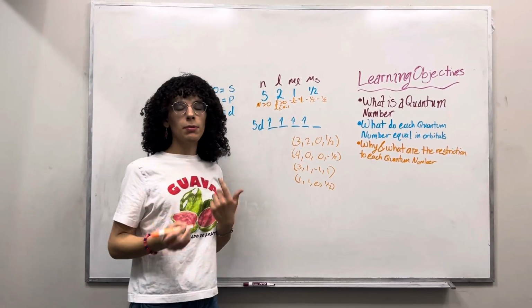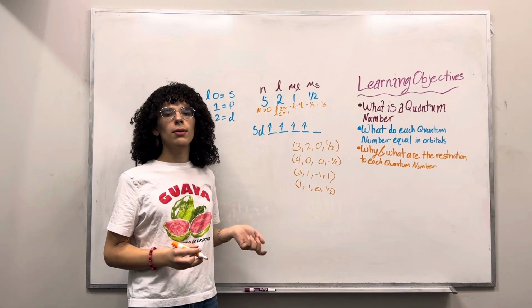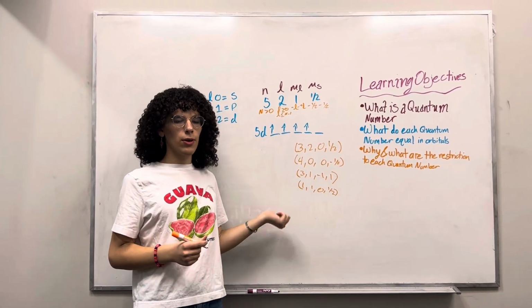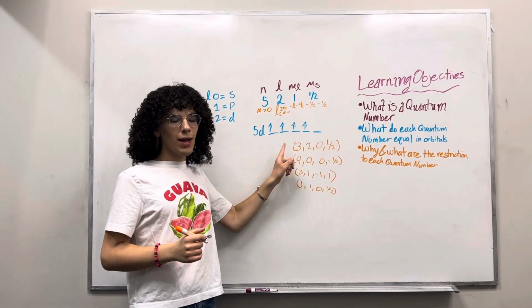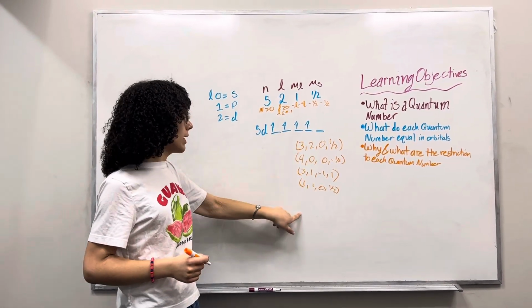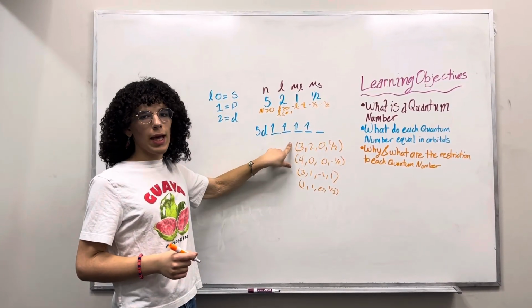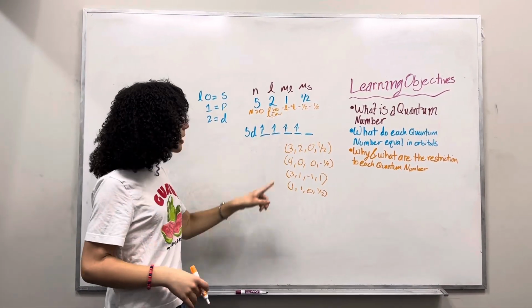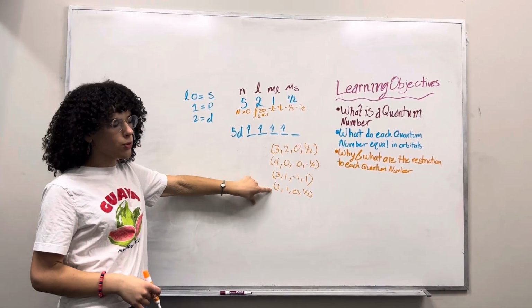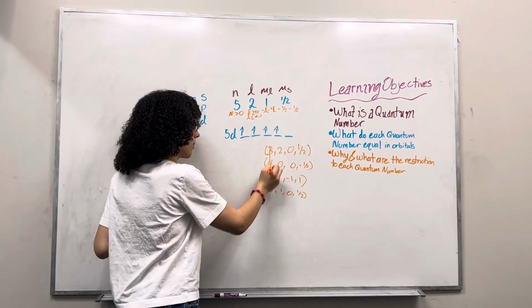So take a second to pause the video, and when you're ready, restart it and we can figure this out together. So let's go through each of these. The way I like to do this is to start by each letter. So first we start with the n numbers. And we know that n has to be a whole number greater than 0. You can see each of these are greater than 0 and they're whole numbers, so n is fine.